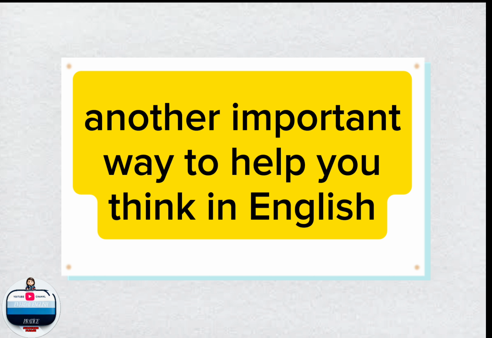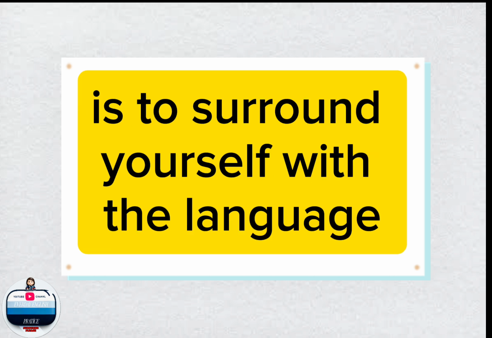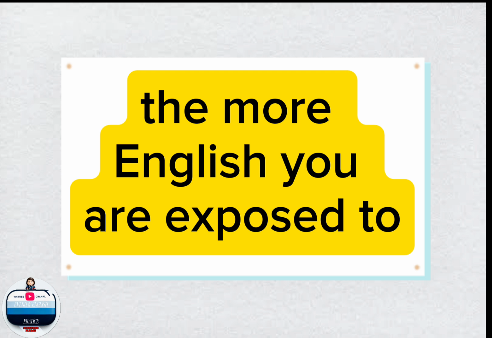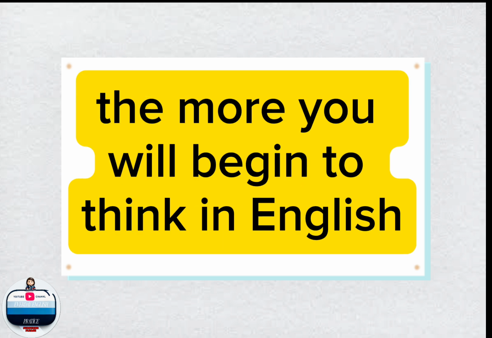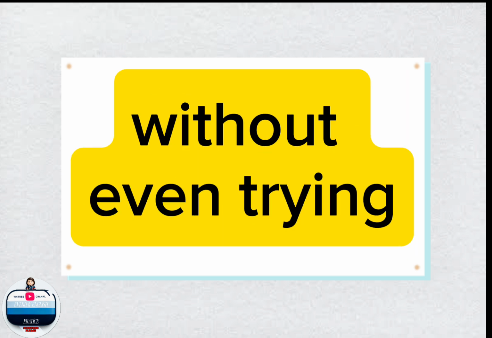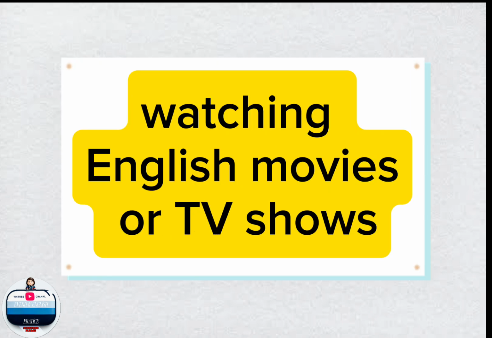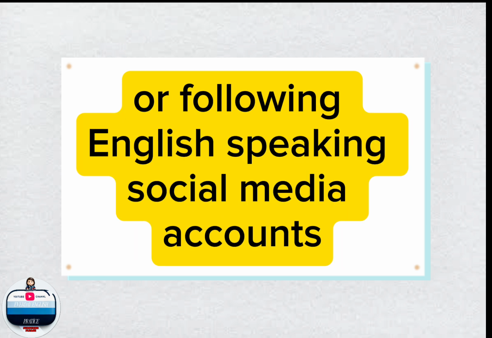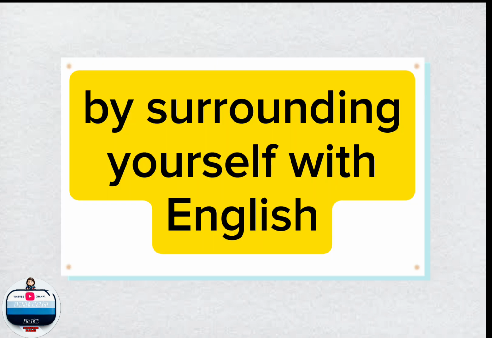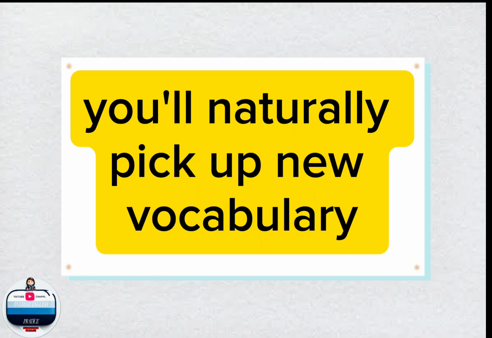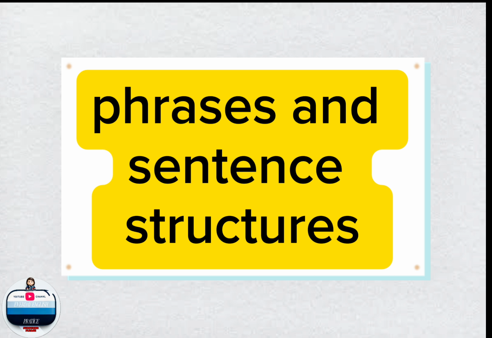Another important way to help you think in English is to surround yourself with the language. The more English you are exposed to, the more you will begin to think in English without even trying. This can be done by listening to English music, watching English movies or TV shows, reading English books, or following English-speaking social media accounts. By surrounding yourself with English, you'll naturally pick up new vocabulary, phrases, and sentence structures.